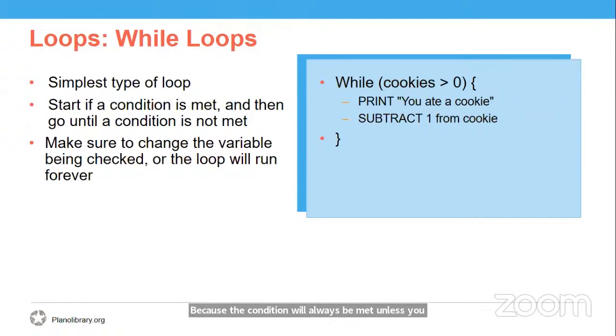So in the example here, we're looking at cookies again. There are cookies. We're going to say there's 2 cookies. 2 cookies is greater than 0. So we're going to print, you ate a cookie, and then we're going to subtract 1 from the cookies. Now that we've run through the code once, because we subtracted 1, cookies is now 1. 1 is still greater than 0. So once again, we print, you ate a cookie, and then we subtract 1 more from cookies. After that second loop, cookies is now 0, which means that is no longer greater than 0, and the loop breaks, and it's done.